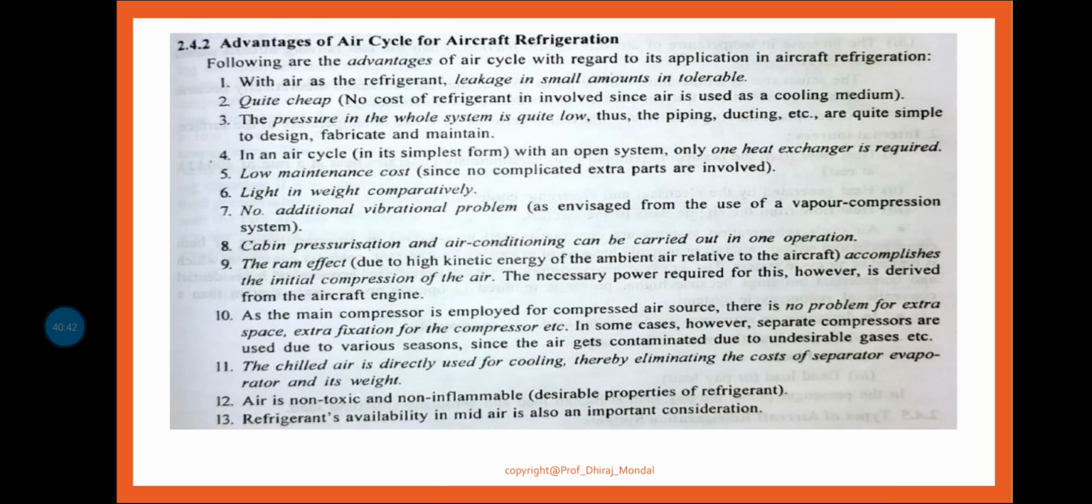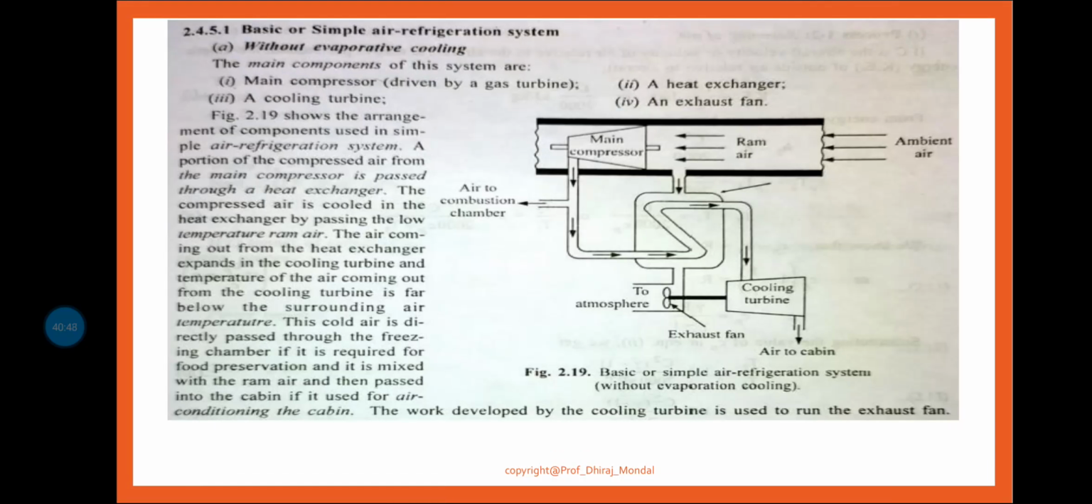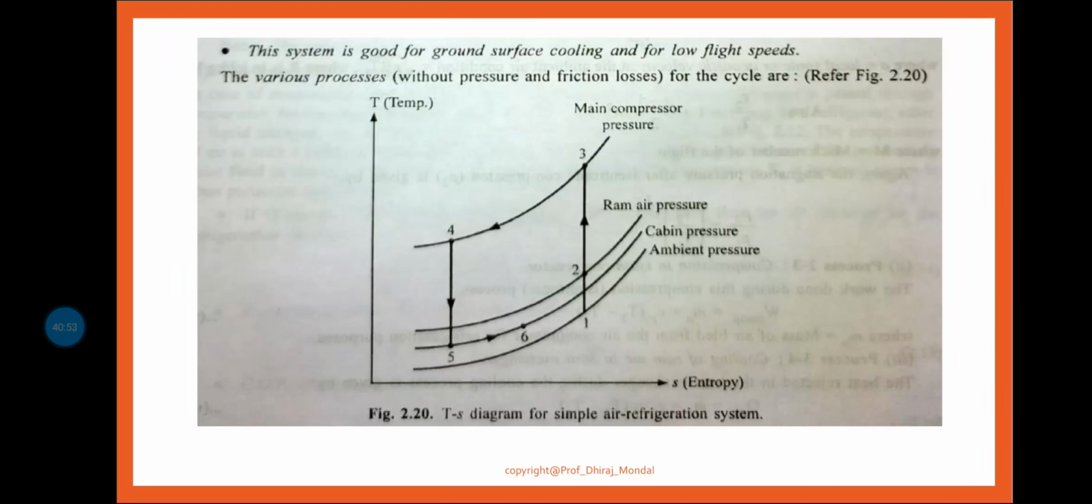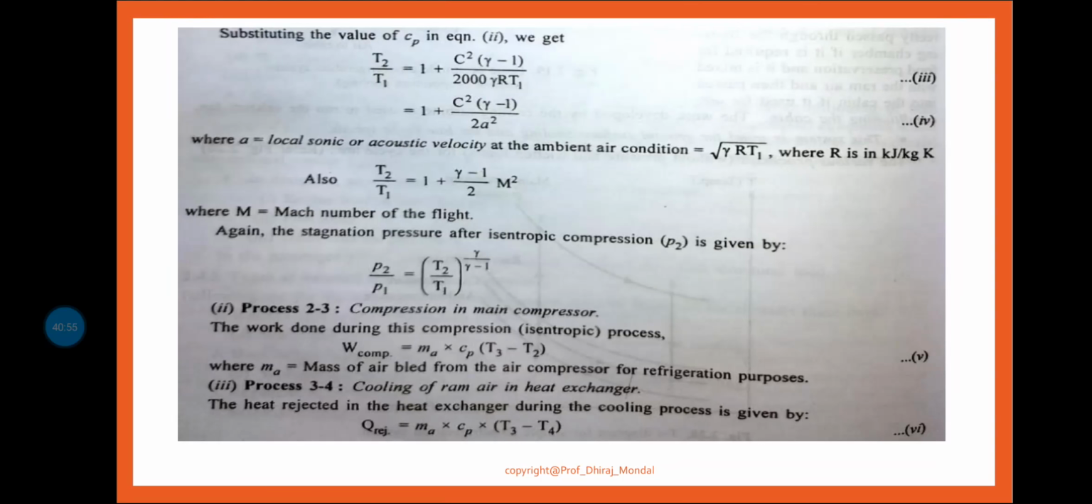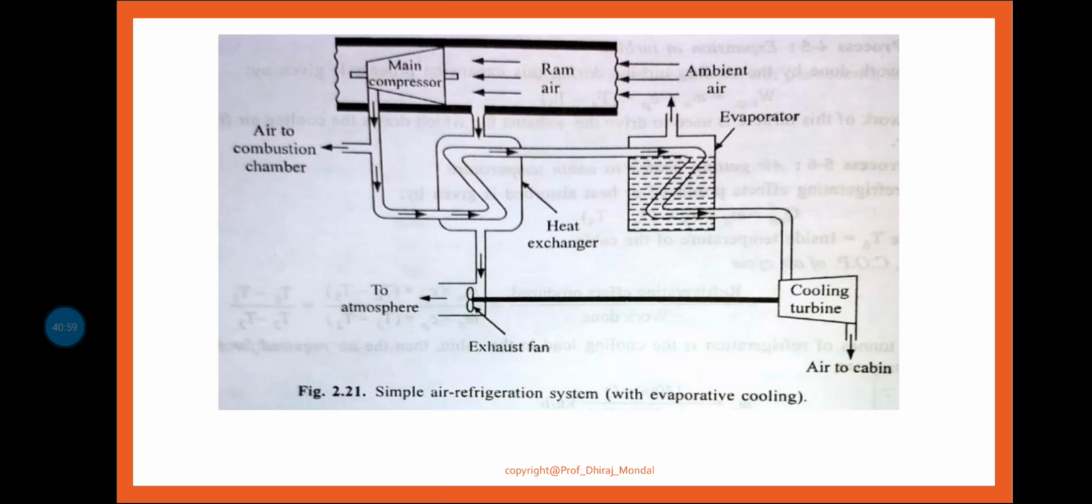We will be discussing the advantage of the air refrigeration cycle. We will be discussing DART. We will be discussing types of air refrigeration system, bootstrap air refrigeration system, simple air refrigeration system. In the upcoming lecture we will be discussing all this, how the simple air refrigeration system is operated.